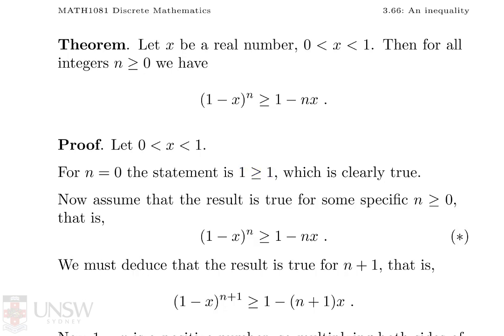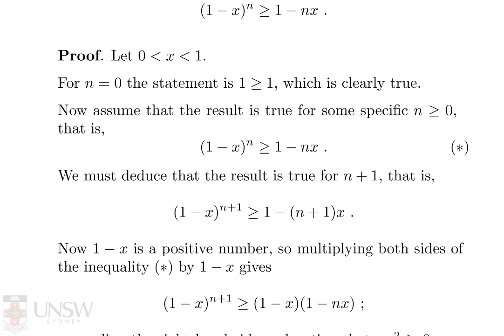So that's the basis step done. Now for the inductive step, we have to assume the result is true for some specific n greater than or equal to 0. In other words, I'm going to assume this one here. And my aim is to deduce the result is true for n plus 1. In other words, I have to prove this here.